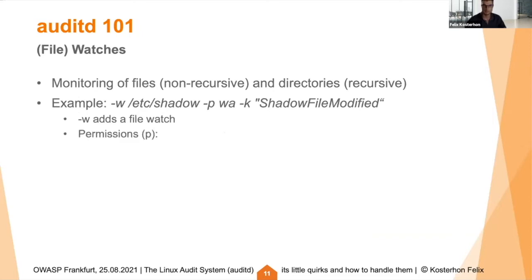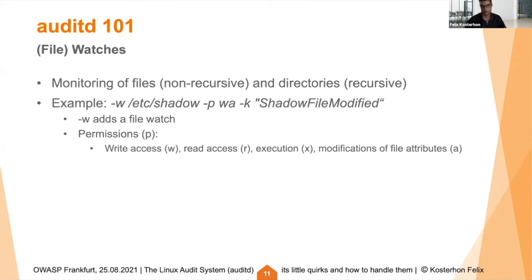And then we can watch certain permissions. So we can either monitor if somebody's writing to it, as well as read access, execution, or also if file attributes are modified. In that case, we want to get notified if either the shadow file is written to or if the file attributes change. For example, we want to know if such a password hash is manipulated. And in the end, we can also specify a so-called key. And the only purpose here is to later identify the corresponding log quickly among all the other logs.